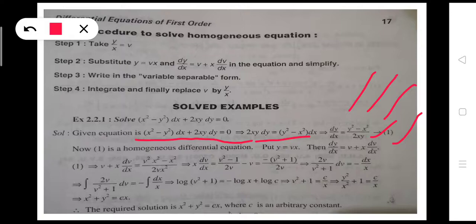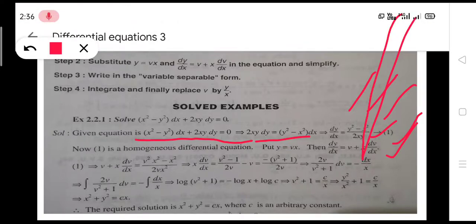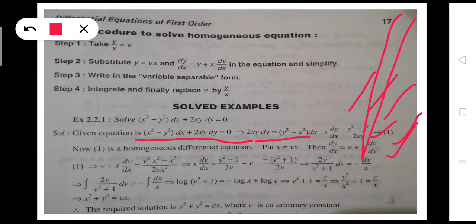Now what is the procedure to solve the homogeneous differential equation? First we consider y is equal to vx, or y by x is equal to v. Now differentiate y is equal to vx with respect to x. Then we can write dy by dx is equal to v plus x into dv by dx.